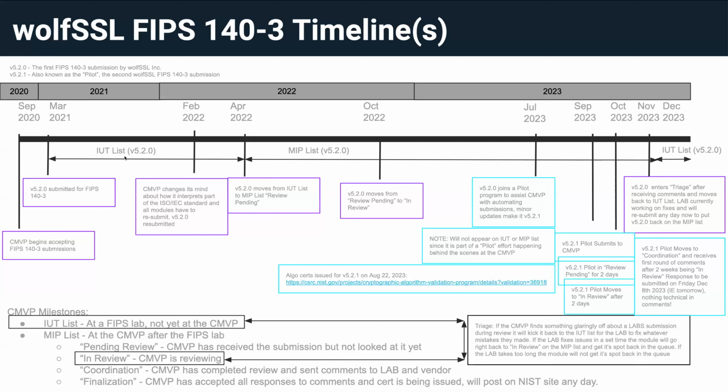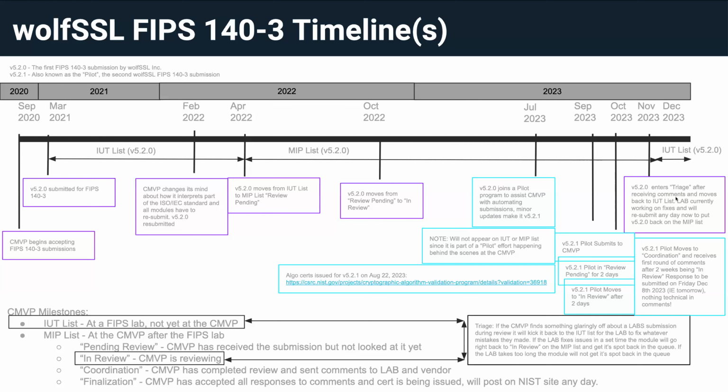So anyways, we sat on the IUT list for well over a year, waiting for the CMVP and our lab to be confident with the submission. Our lab finally submitted in April of 2022, and then we sat on the MIP list all the way until November of this year before we finally got our first round of comments.